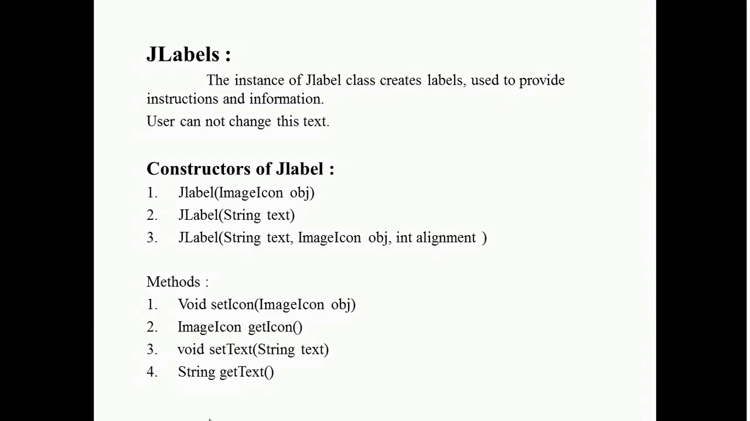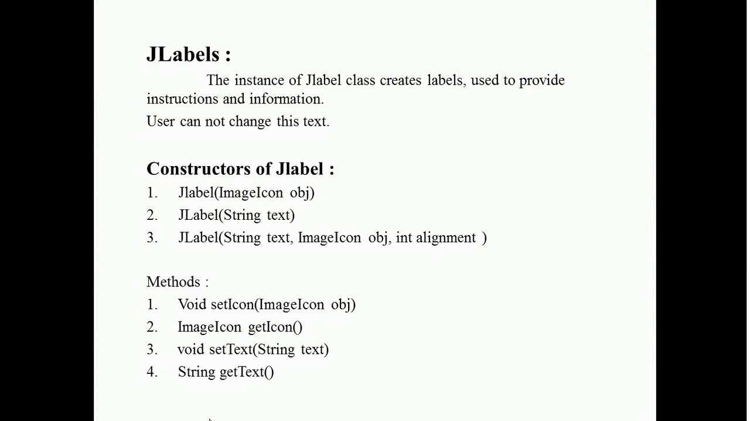See the first constructor, JLabel, parameter is ImageIcon obj. This first constructor assigns the specified icon, means the specified image is assigned to the label. Second constructor is JLabel having parameter String text. This constructor assigns the specified text to the label.